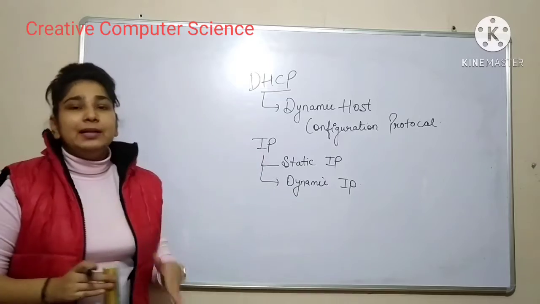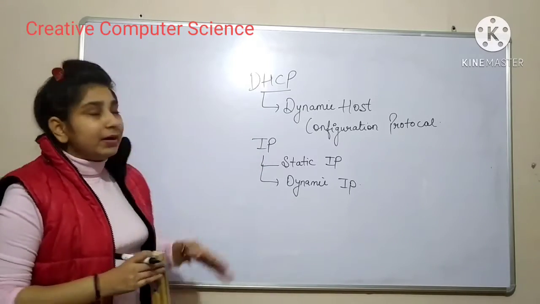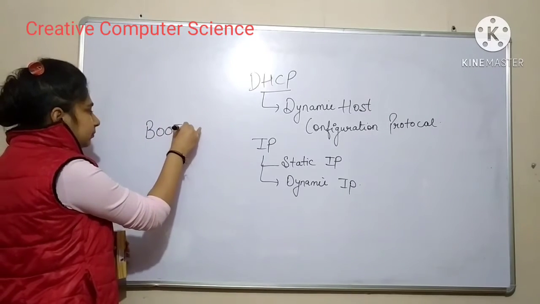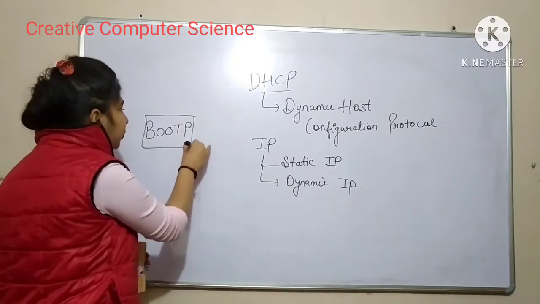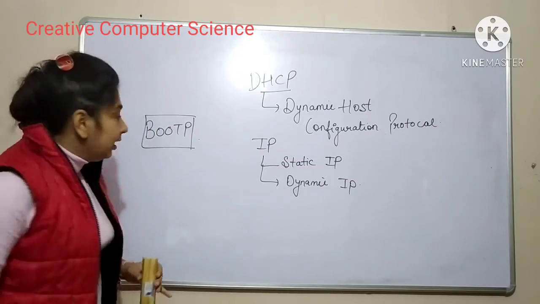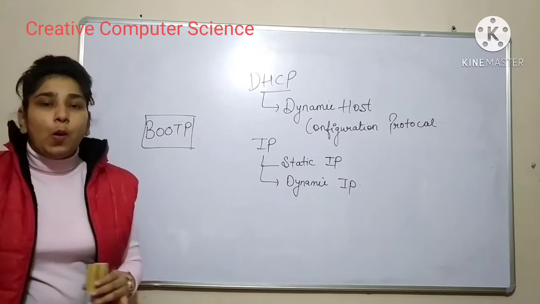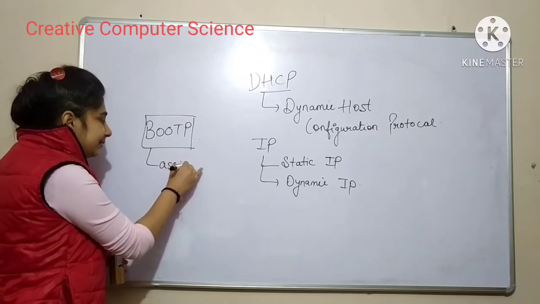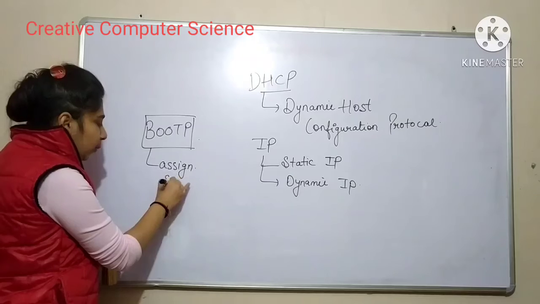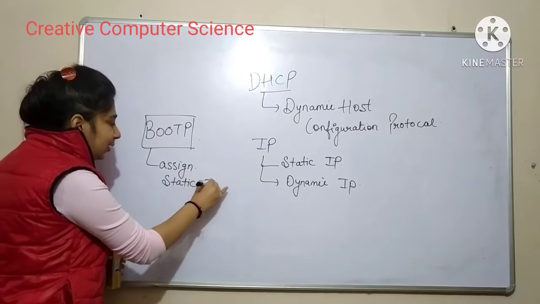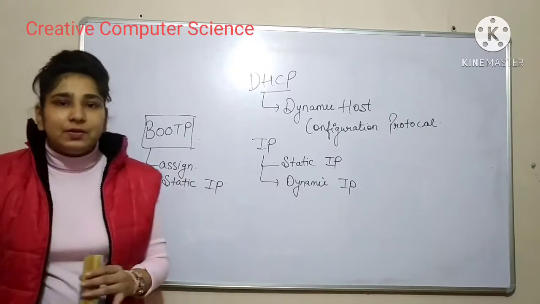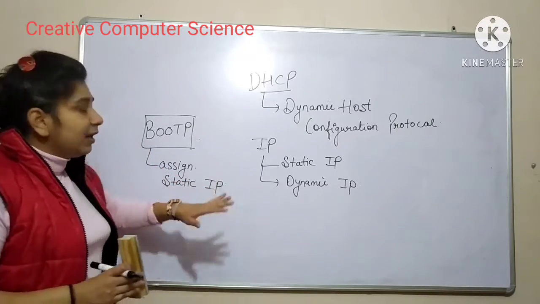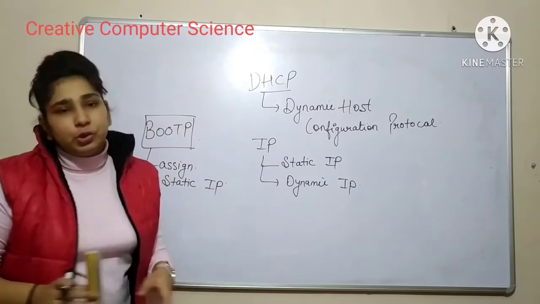Before DHCP, we had the BOOTP protocol. This protocol was used to assign static IP addresses. When we were using the BOOTP protocol, there was no DHCP protocol.